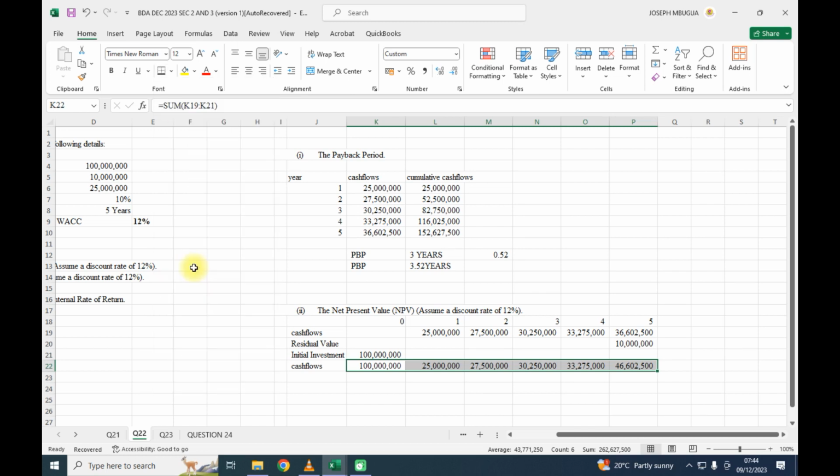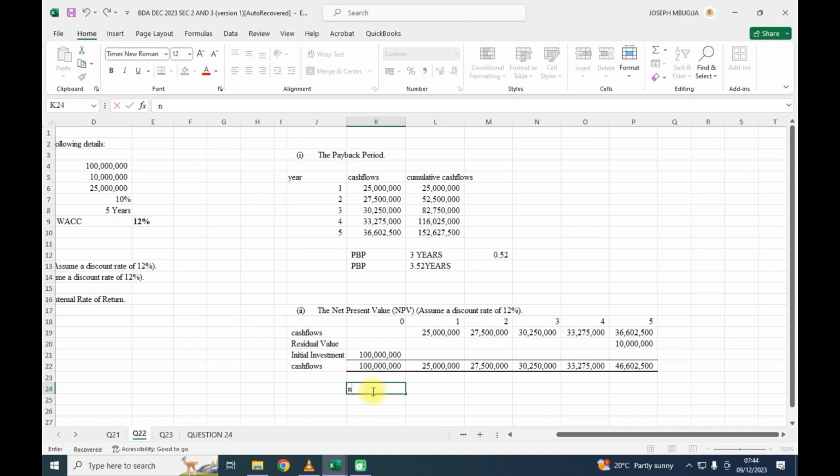You can use the top and bottom border. So our NPV will be NPV equals to NPV. Our rate is 12, now values starting from year 1 to year 5, and we minus the initial of 100, and we get that we have an NPV of 13,365.